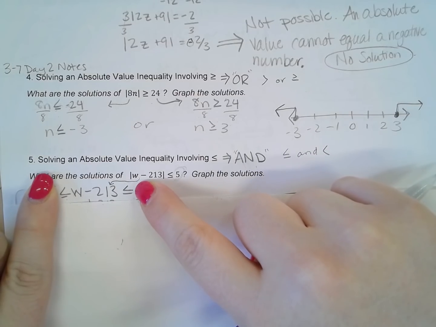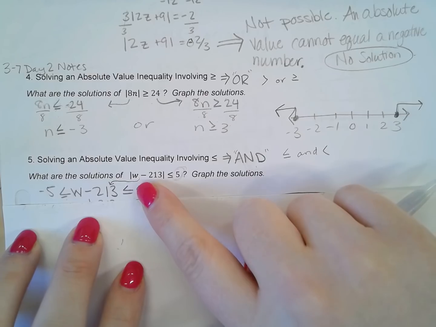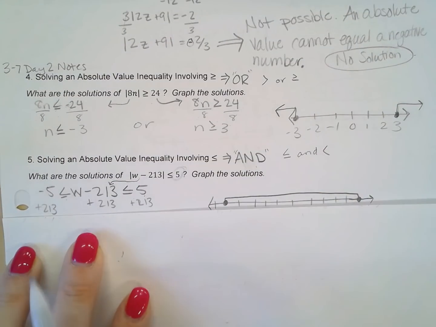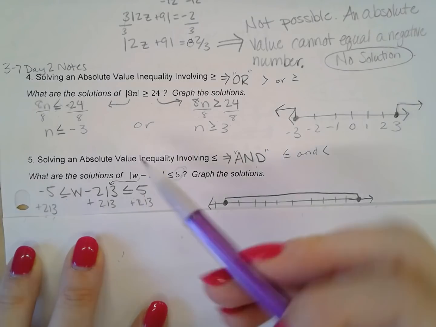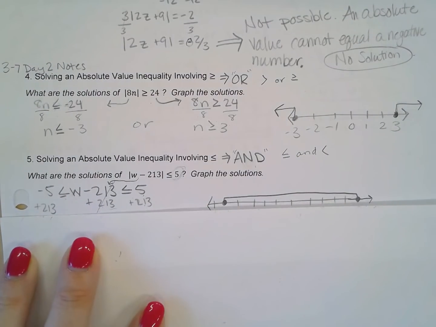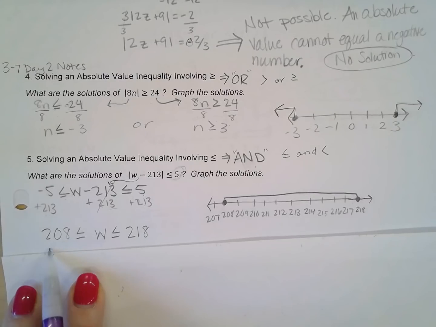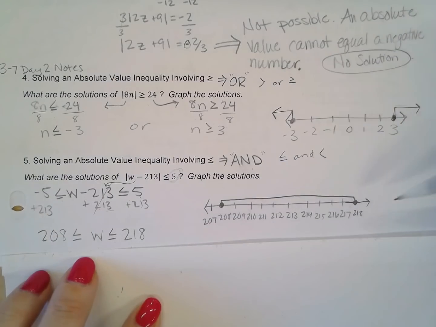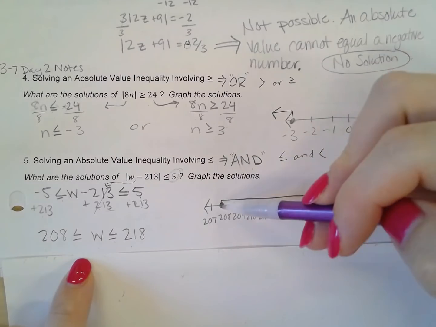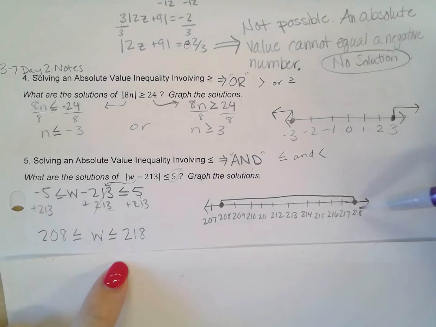So to do that, I'm going to have to add 213. Now I have to add 213 to the left side, to the middle, and to the right side. In the middle, they just cross off, but I'll end up with 208 is less than or equal to w is less than or equal to 218. So then, when I graph these, again I make a number line. I'm going to put a solid dot at 208 and a solid dot at 218, and then I'm going to connect them because it is an and problem.